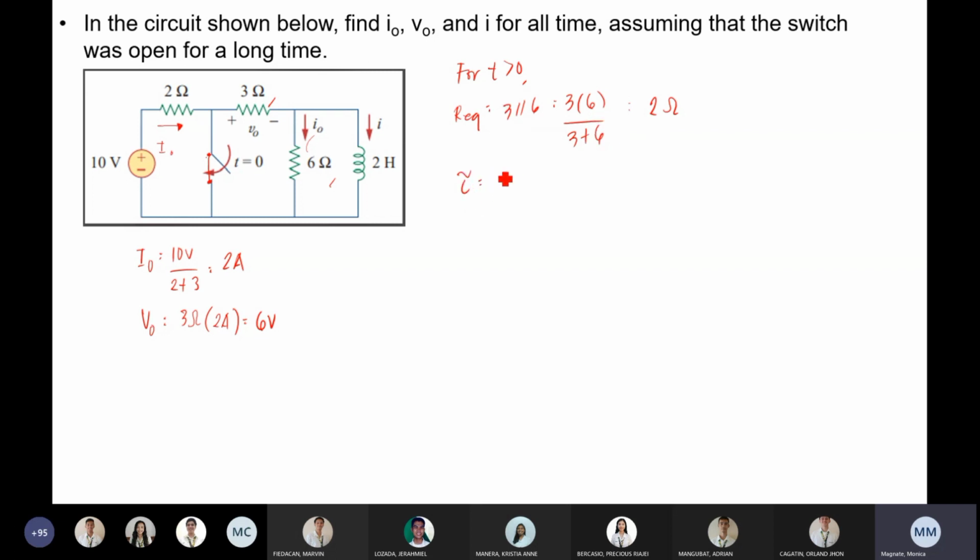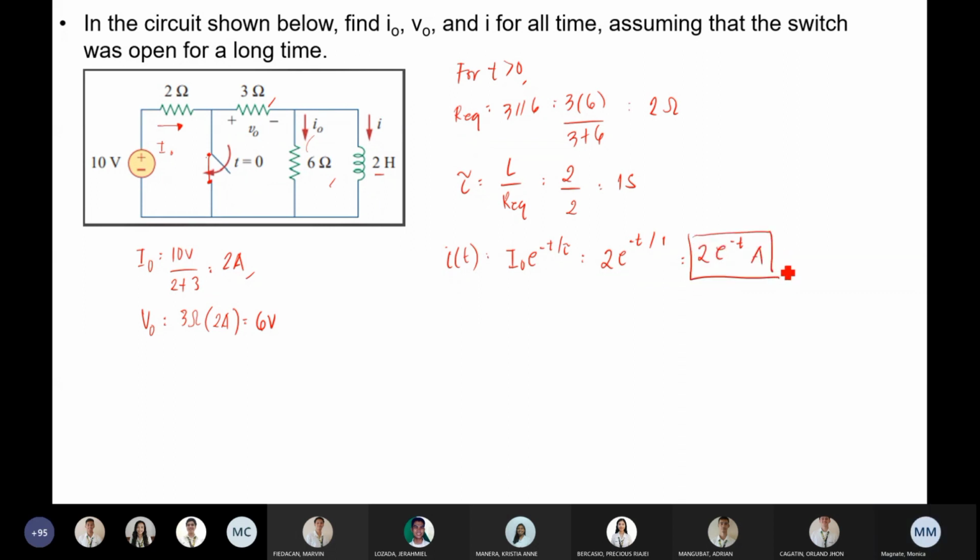Tapos, solve natin ngayon yung time constant. So, L over REQ equal sa, ano yung L natin? 2 Henry over 2 ohms. So, that is equal to 1 second. Okay? So, yung I of T natin ngayon equal sa I-O e raised to negative T over tau. Ano yung I-O natin? 2. 2 e raised to negative T over 1 second din pala. So, 2 e raised to negative T ampere. Okay?